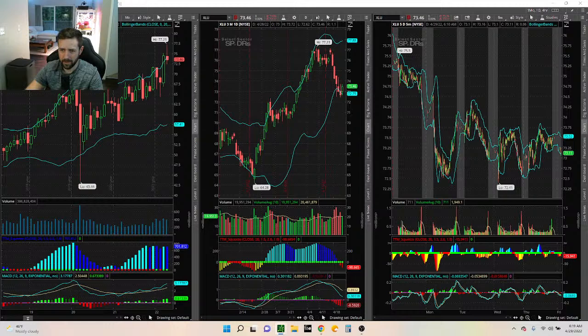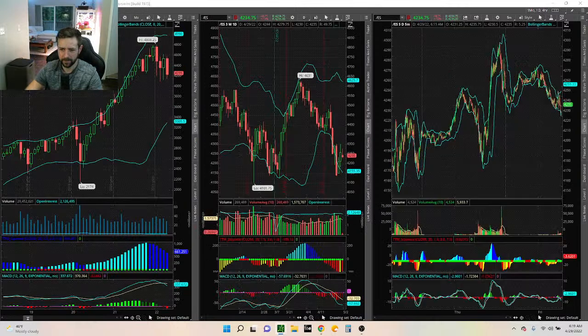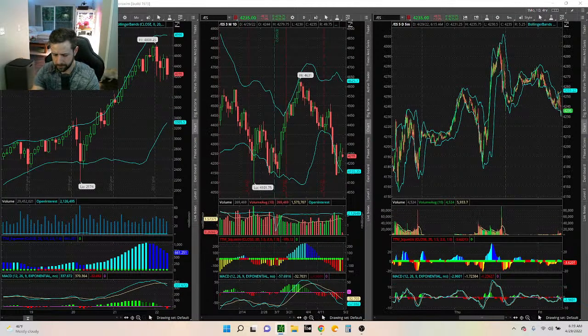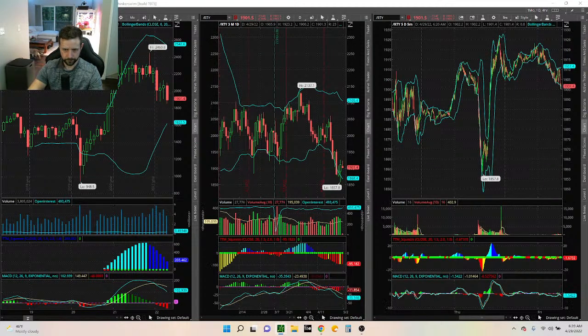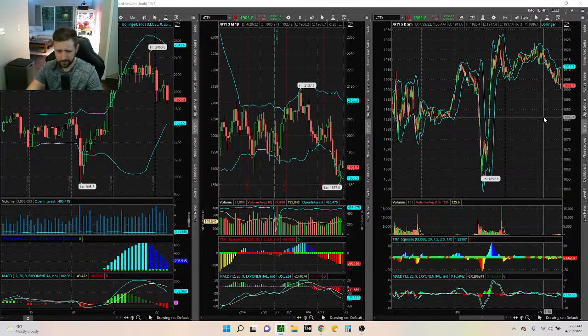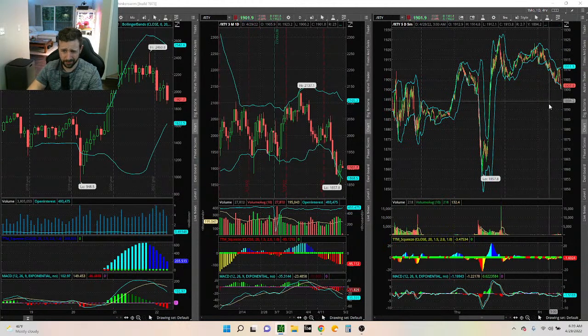But other than that, if we take a stroll around the different futures, again, we've got the S&P there. Russell 2000, same story. Nasdaq's going to be the same story.